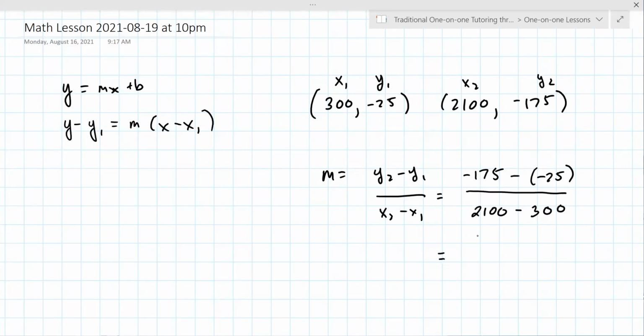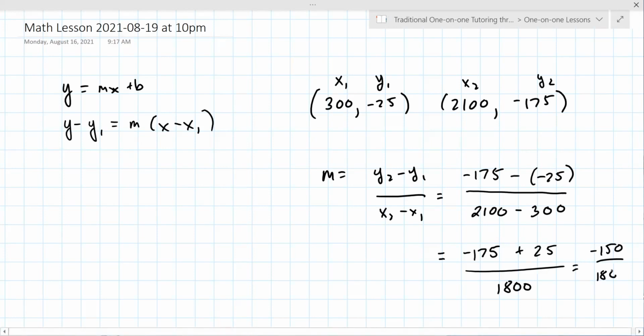All right, so in the numerator you get negative 175 plus 25. In the denominator, you get 2100 minus 300, that's 1800. The top is minus 150 over 1800. And from here, you might think, oh, let me go grab my calculator, but you can still do this by hand. The zeros cancel, and then 5 goes into both 15 and 180. So you're just reducing here.